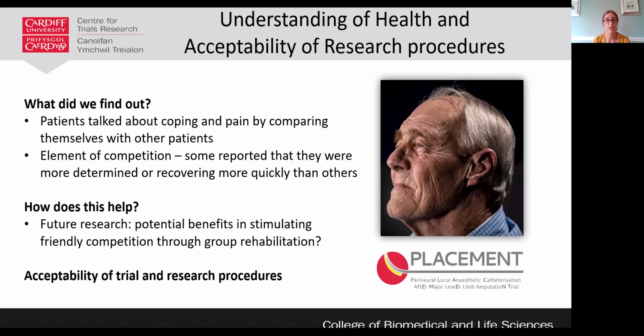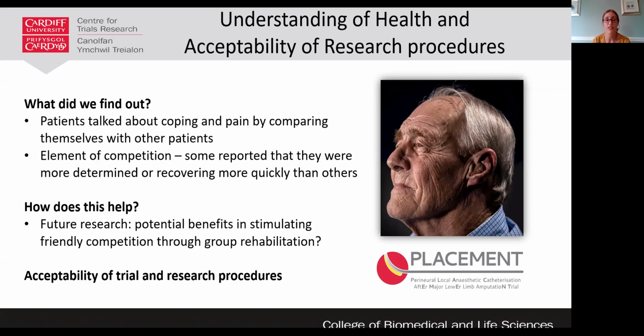One of the things we found out was that patients, when they talked about coping and pain, tended to compare themselves with other patients in the hospital and on the ward. And so this element of competition is perhaps something that could be used in designing a future intervention. So we think that can help us understand and develop interventions in the future, possibly through stimulating friendly competition in group rehabilitation.